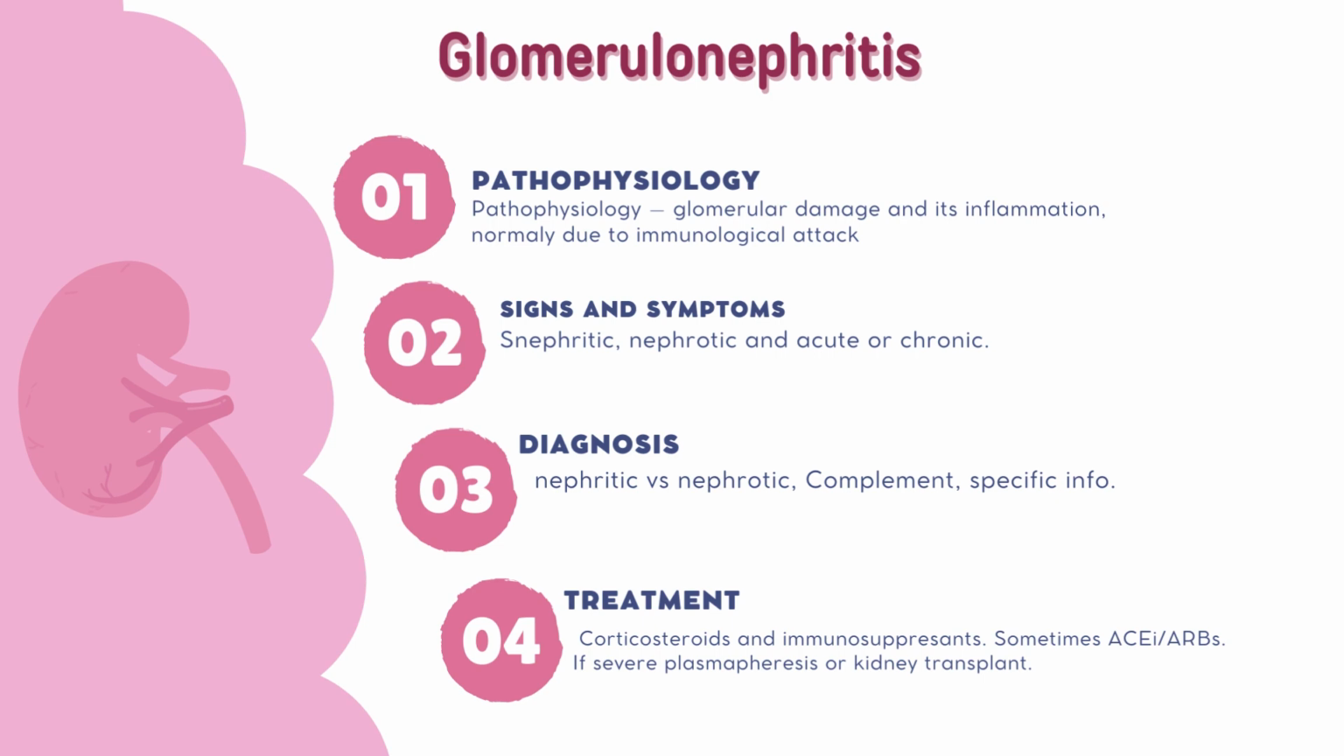Treatment. Many glomerulonephritis benefit from treatment with corticosteroids and immunosuppressive therapies, but some of them can have different therapies, for example plasmapheresis or kidney transplant.